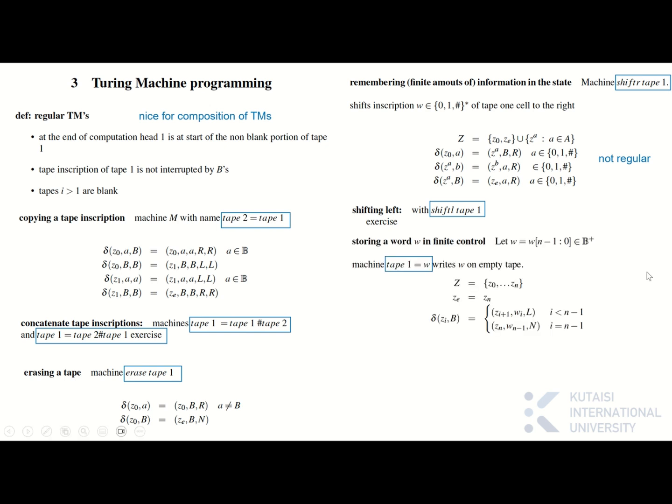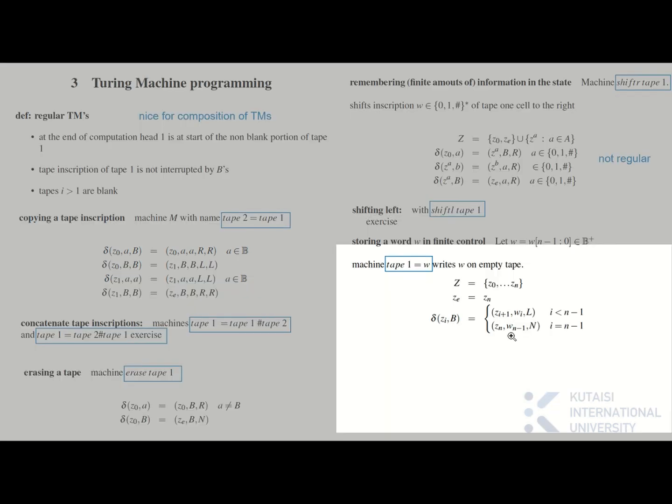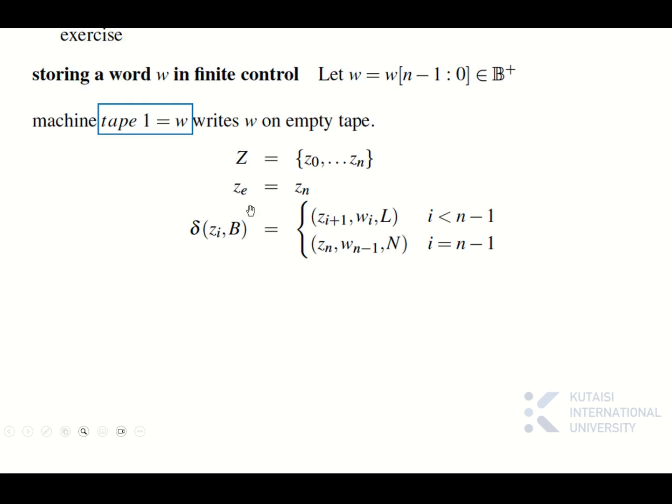Exactly, yeah, that's the idea. So storing a word W in the finite control, which is the head of your machine: let's say your W has length n, then the name of this machine will be tape 1 equals W. So this just writes W on a tape, and it has n states, and the end state is the nth state here. Since my tape was completely blank, when it's in Z0 and it reads blank, it goes to Z1, writes W0 and goes left, or it starts from the left, or what's happening? You can figure it out, but you see exactly what you said.